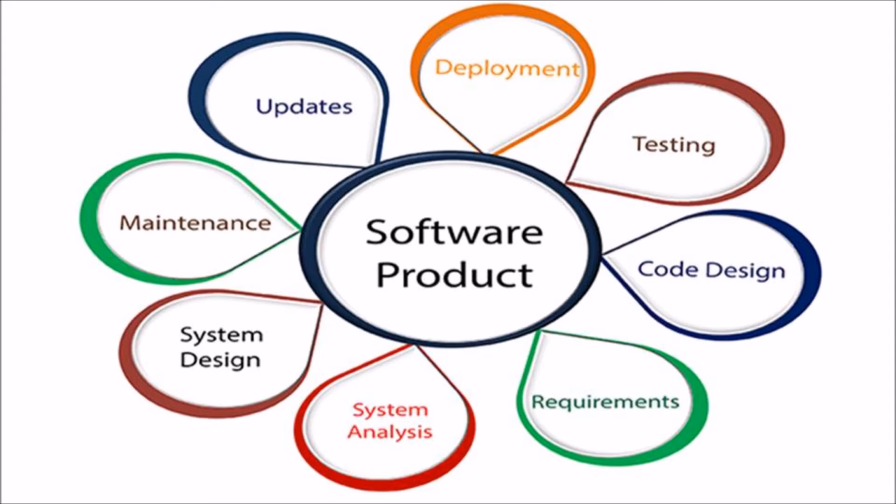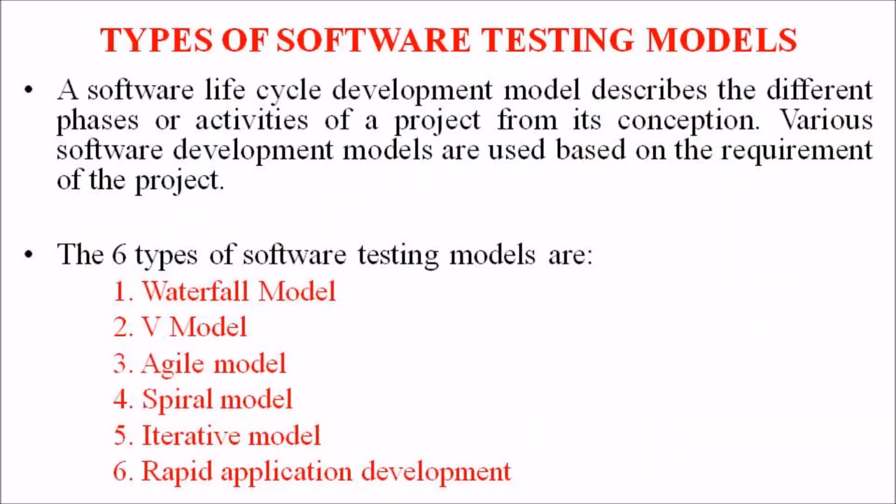As we all know, software testing is an integral part of the software development lifecycle. Various models or approaches are used in the SDLC process, where each model has its own advantages and disadvantages. A software lifecycle development model describes different phases or activities of a project from its conception. Various SDLC models are used based upon the requirements of different projects and the customer requirements, and the commonly used models are the Waterfall Model, V-shaped Model, Agile Model, Spiral Model, Iterative Model, and RAD or Rapid Application Development Model.